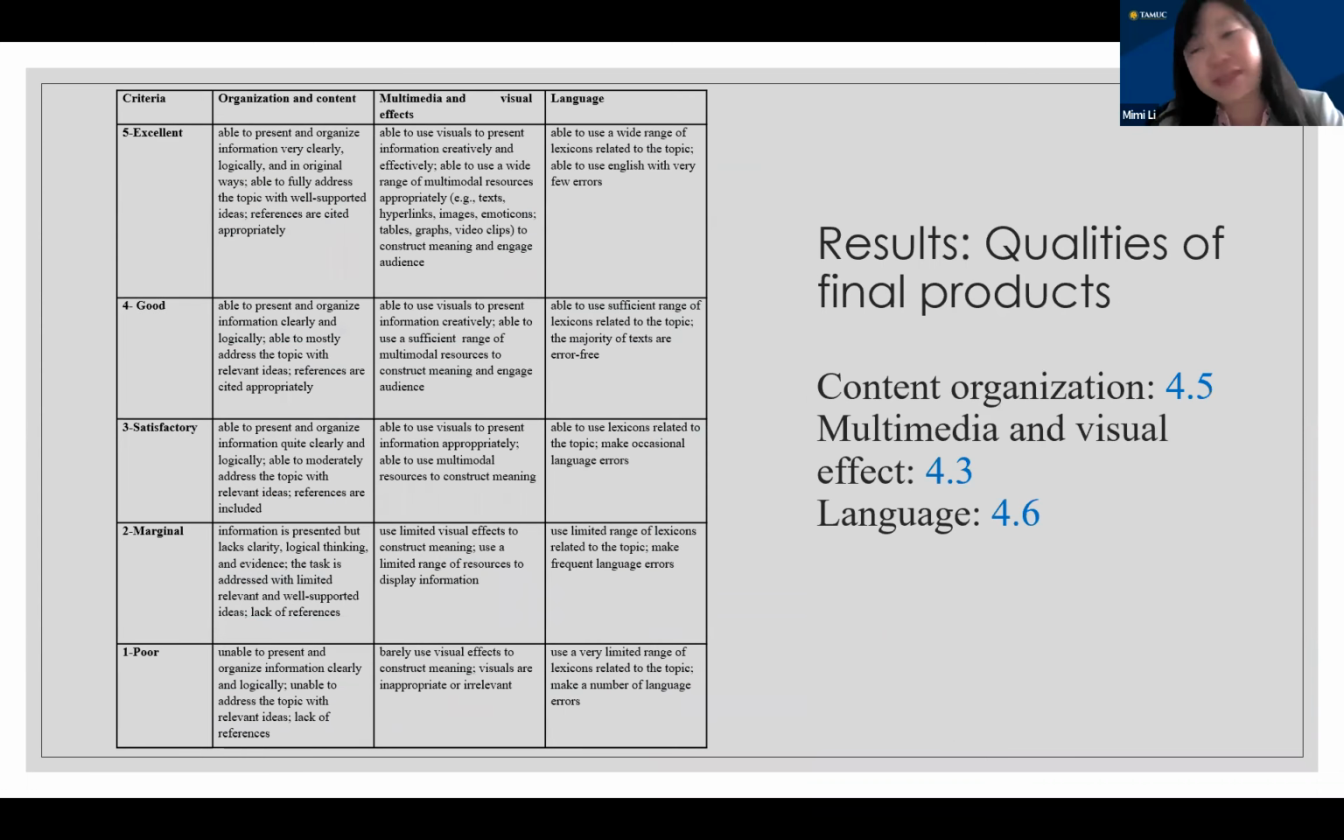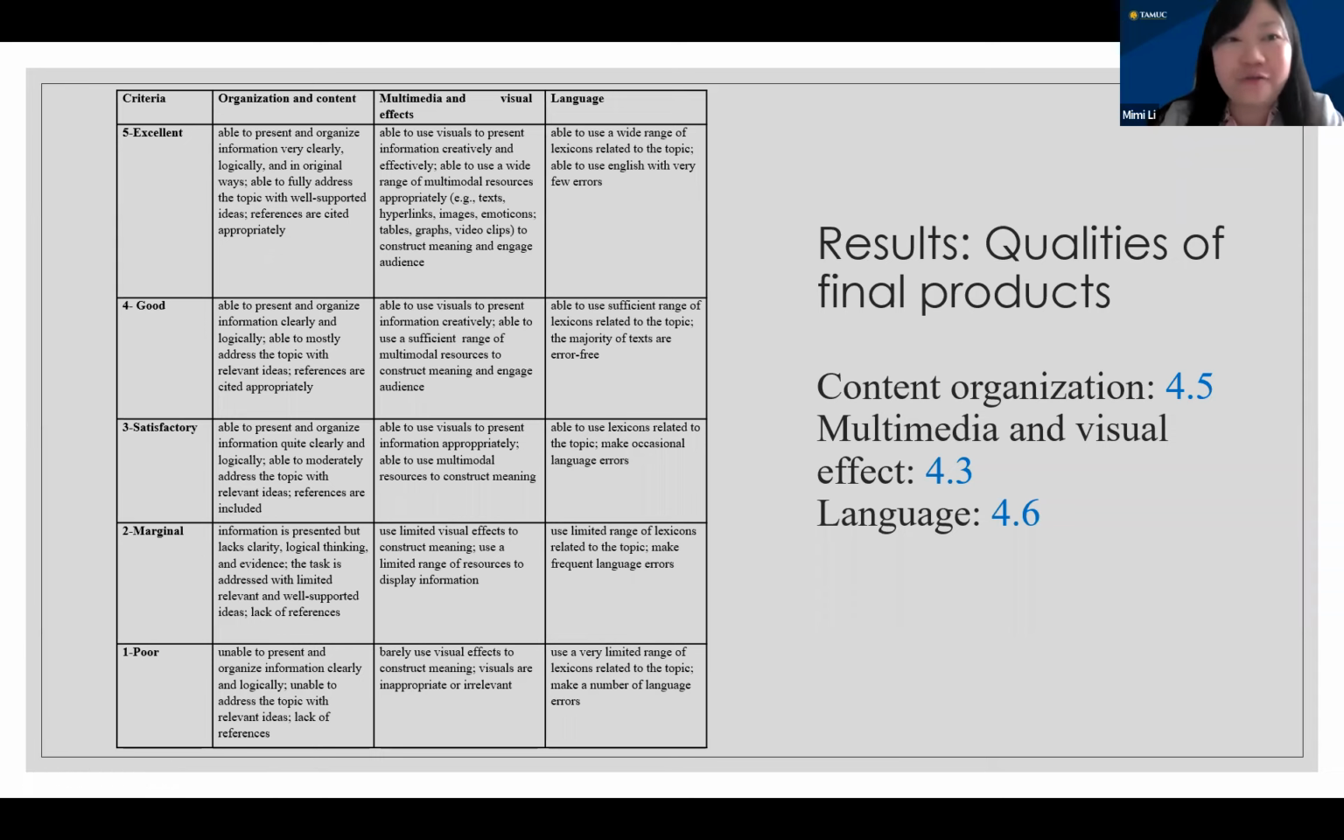The second research question addressed the students' final products, the infographics. So basically, we evaluated their products according to this multiple-trait rubric. As you can tell, we have 3 criteria, right? Organization and content, multimedia and visual effects, as well as language. So we give them a band from 1 to 5.